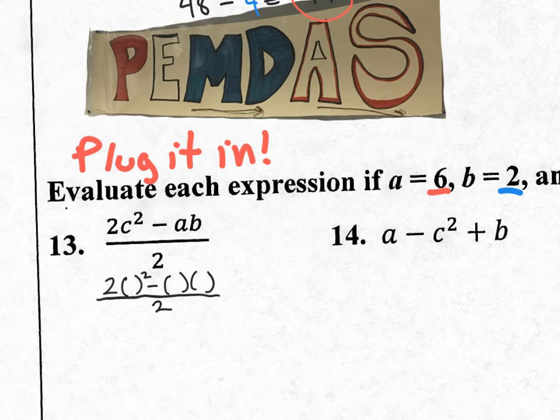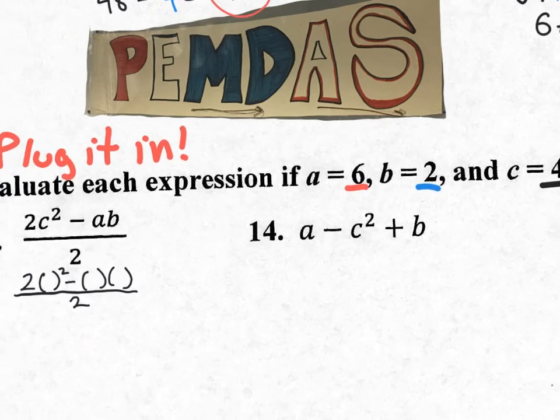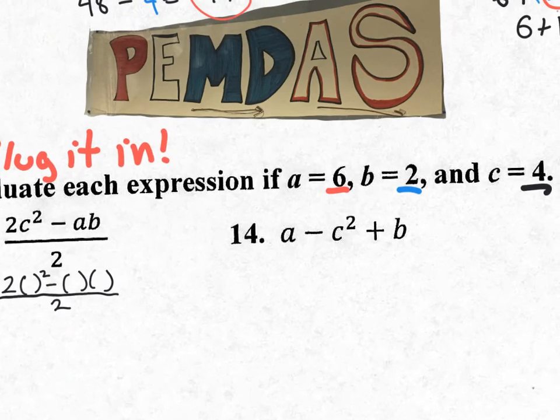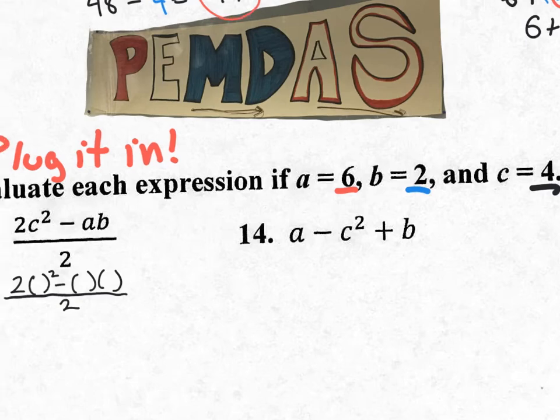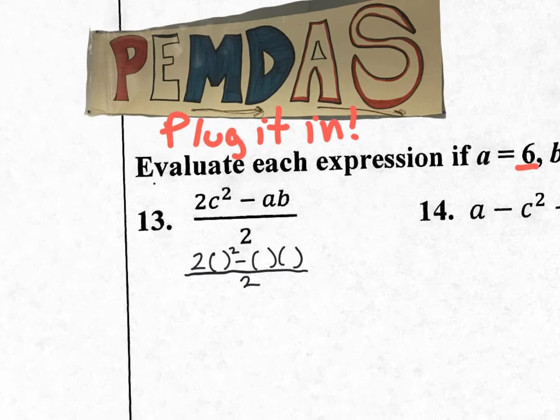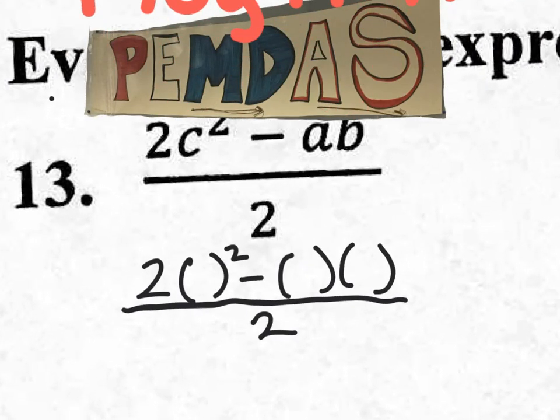So we're plugging in, okay, I'm not going to be able to fit this all on the screen, so please let me know. A is 6, B is 2, C is 4. So what is C? 4. So I'll put a 4 right there. Well, that's an ugly 4, sorry. What is A? 6. And what is B? 2. So there's my work with the numbers plugged in.